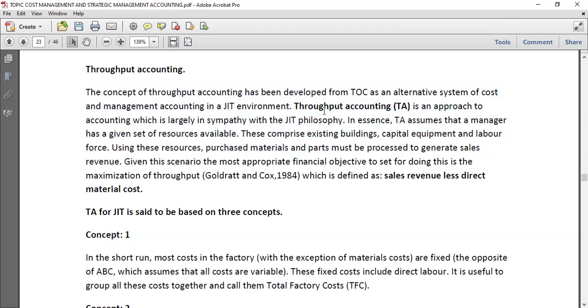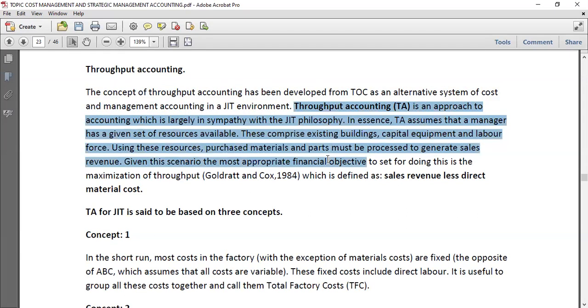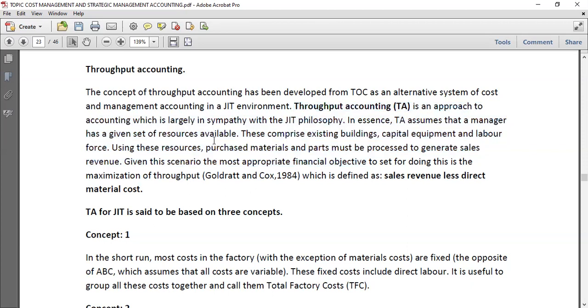Okay. And like we said, this is also adopted. This is also part of the JIT philosophy. Okay, part of the JIT philosophy. And like we're saying, of course, it assumes that resources are available. Okay, and this may comprise of buildings, capital equipment, labor, and this. So using these resources, purchased materials and parts must be processed to generate sales revenue. Okay.